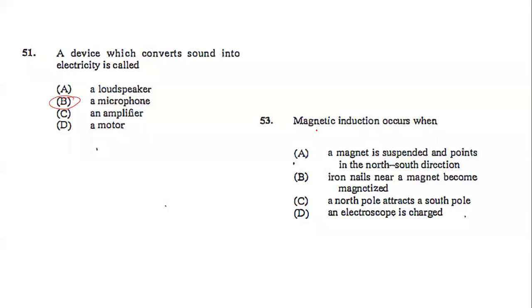Question 53. Magnetic induction occurs when? This is a very simple question. Probably you'll have seen this question at your national grade 9 exam. Yes, indeed it is B. When an iron nail is placed near a magnet and it becomes magnetized.